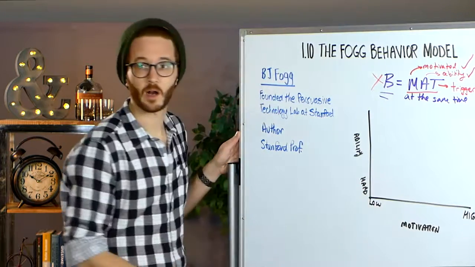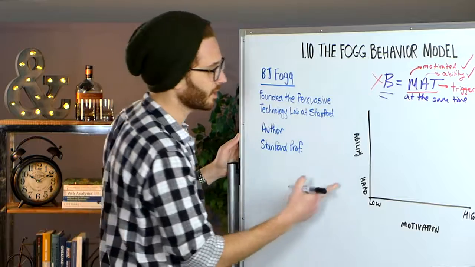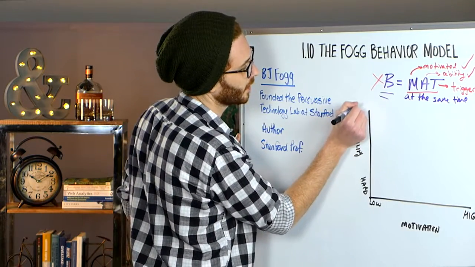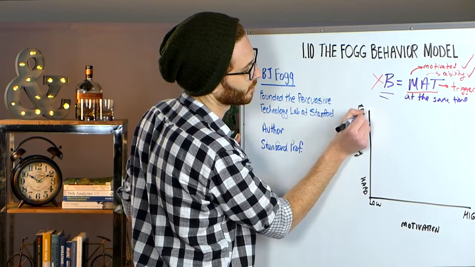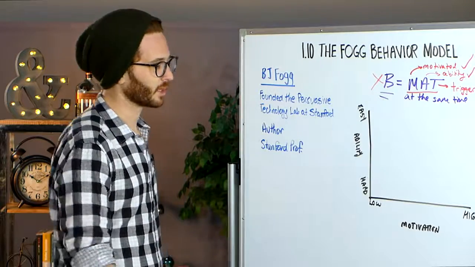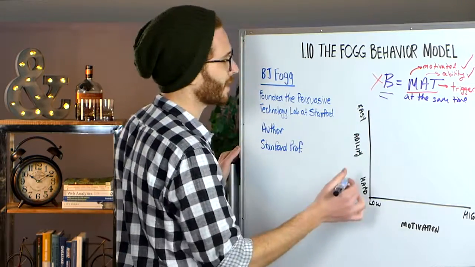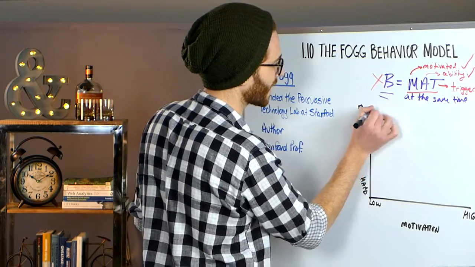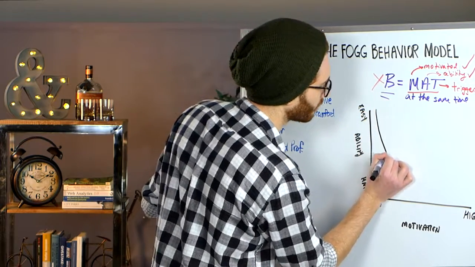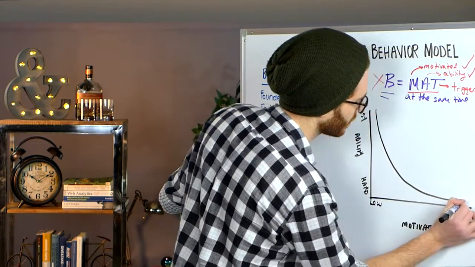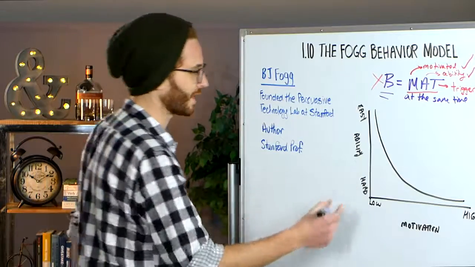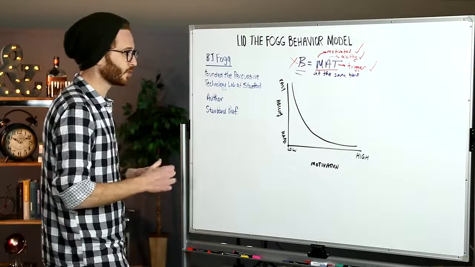It could be very hard. The task could be very hard. The proposed behavior could be very hard. Or it could be very easy, right? That's the continuum for ability. And the Fogg behavioral model is plotted like this. You have an action line that runs like so. And this is called an action line. Now, it's really straightforward.